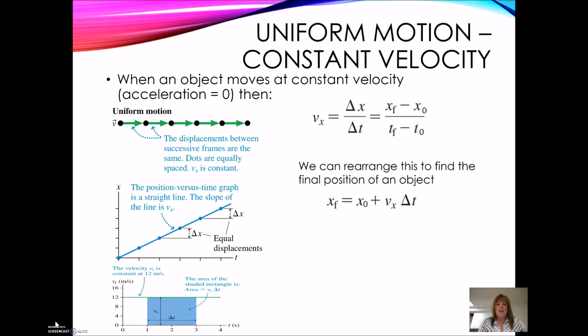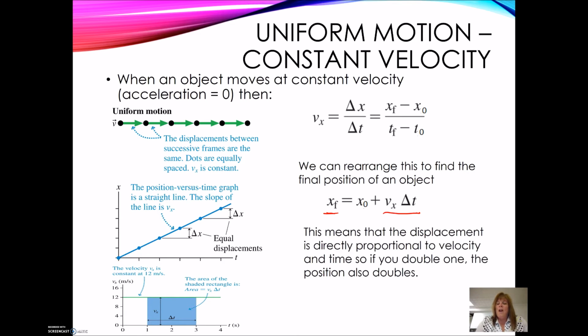In fact, remember we talked about the area under a velocity versus time graph is that displacement. Well, you can actually see that here. Base times height is right here, and that will give me my final position. And of course, I need some initial position added to that to get my final position. But when we have constant velocity, then the displacement is directly proportional to the velocity and the time.